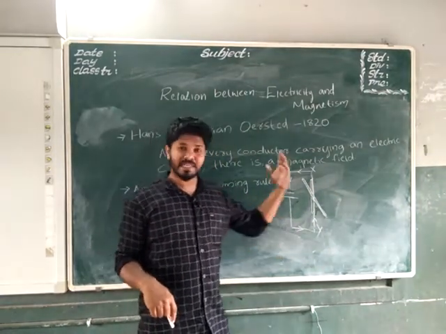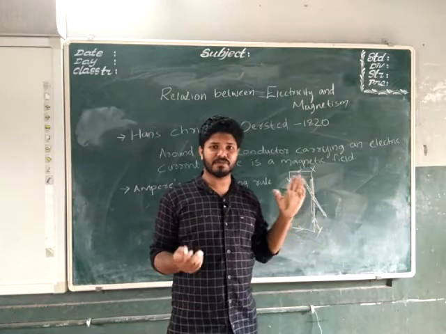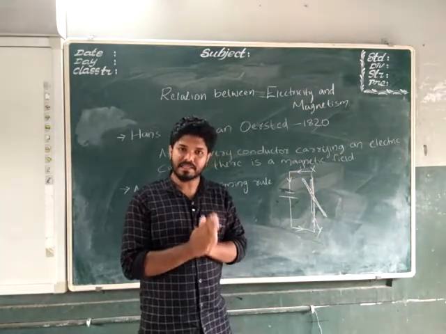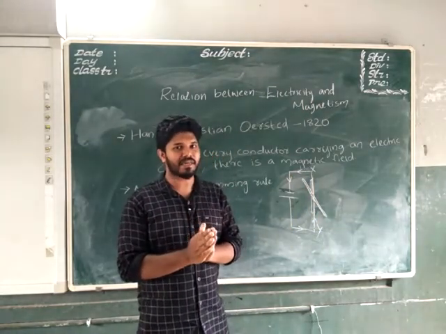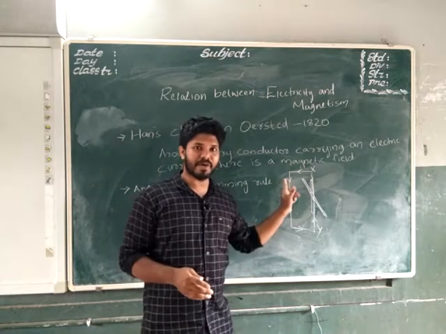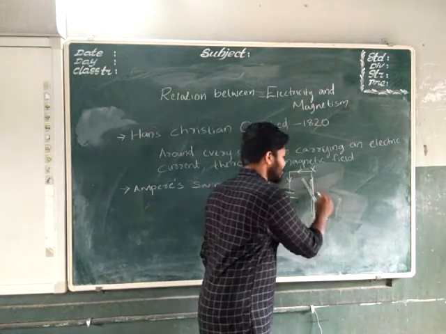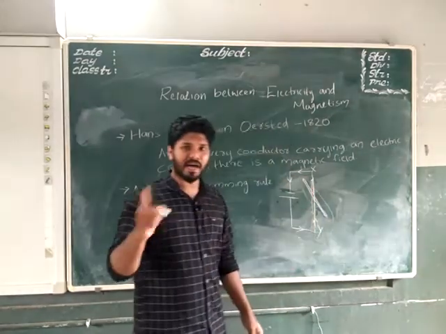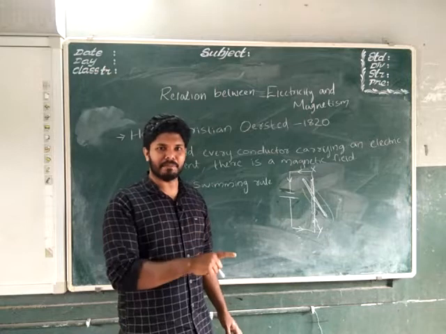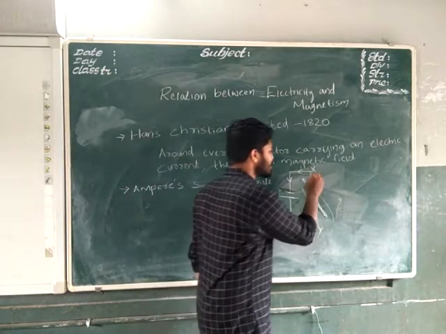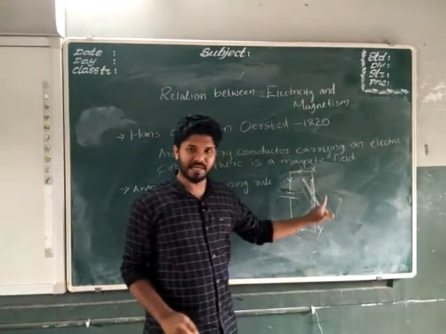And it was placed like that. If no current flows through it, at that time also there is a magnetic field around the magnetic needle. But when current passes, there is a deflection, which means that into the magnetic field of the magnetic needle, some other magnetic field comes into play. That is the magnetic field due to the current carrying conductor.